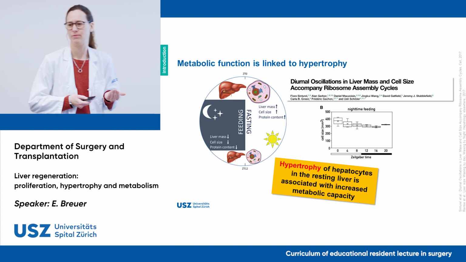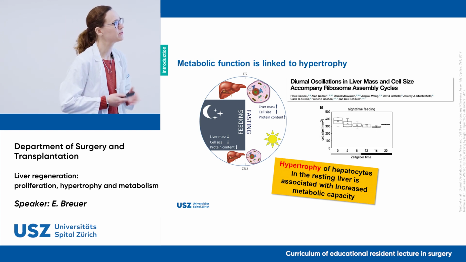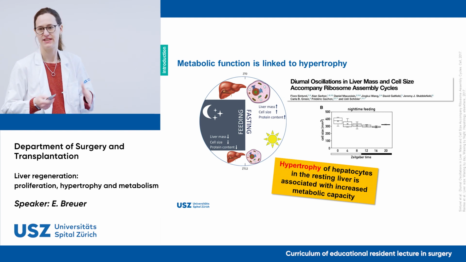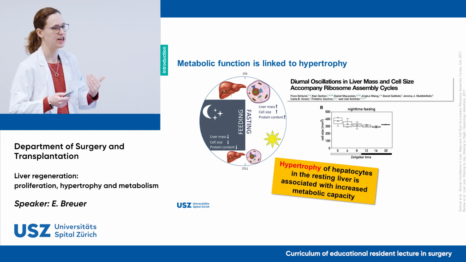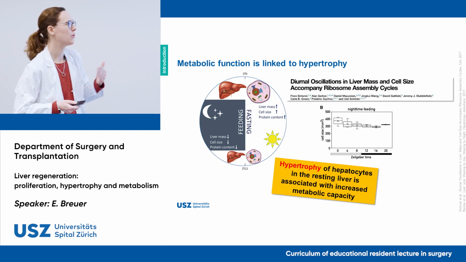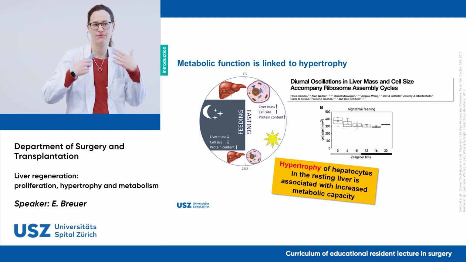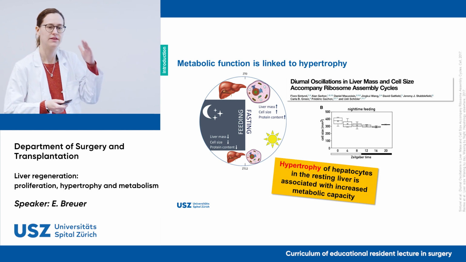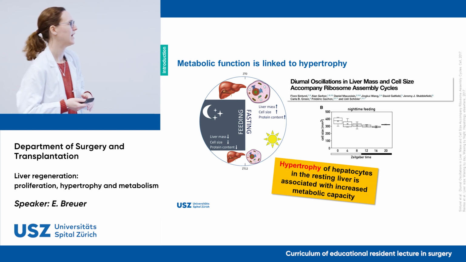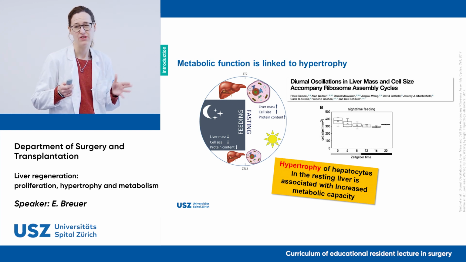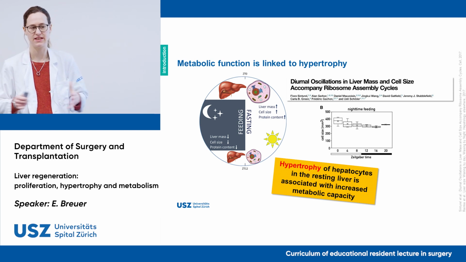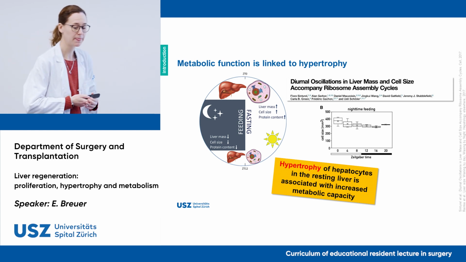But what is this hypertrophy? There is a very interesting paper from the Schiebler group where they saw that the liver size and the size of each hepatocyte changes in a circadian rhythm. So during the night when the mice are feeding, the hepatocytes grow in size, and during the day when the mice are sleeping, the hepatocytes get smaller. And this accounts for about 10 to 20% of the liver weight, which oscillates in this circadian rhythm.